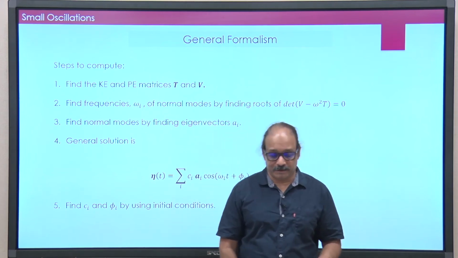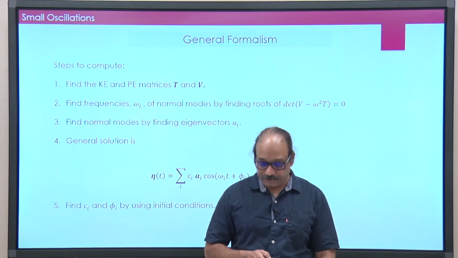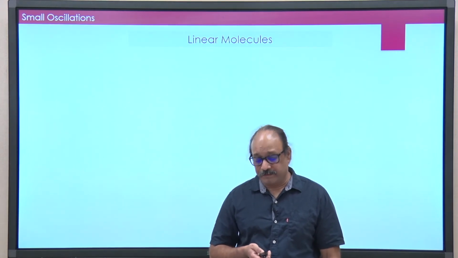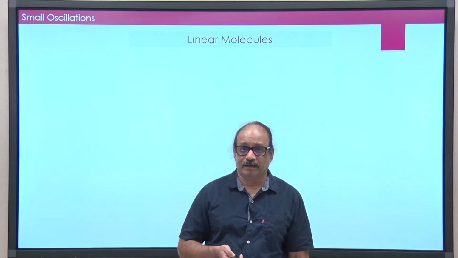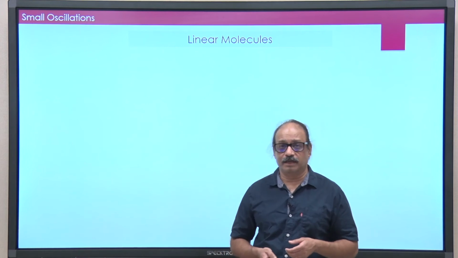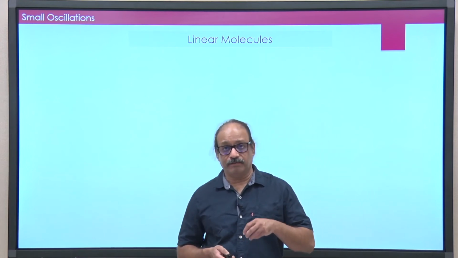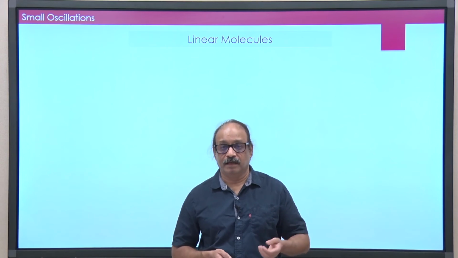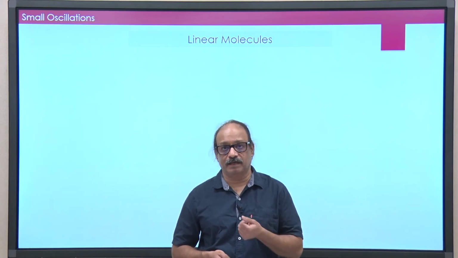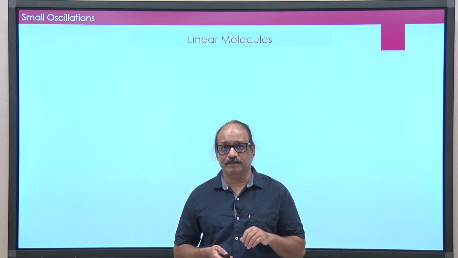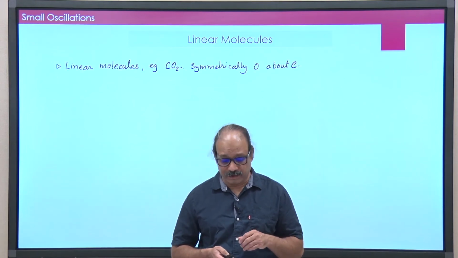Let me start by looking at one example. So, here is one example where we use this kind of small oscillation behavior very often, and they are of course easy to see also, because in spectroscopy experiments you can very easily see the vibrational modes of molecules. So, I will consider only one example of a molecule which is called a linear molecule.